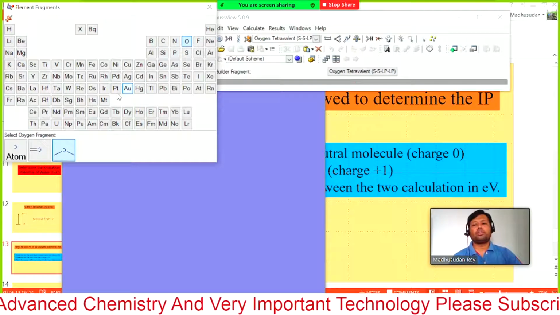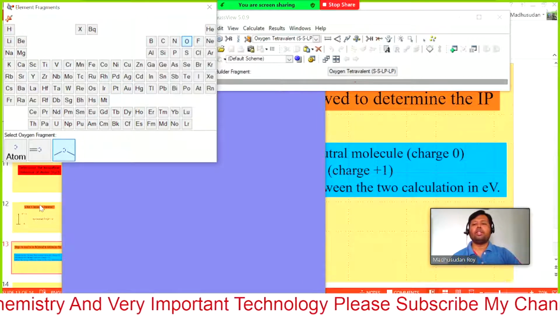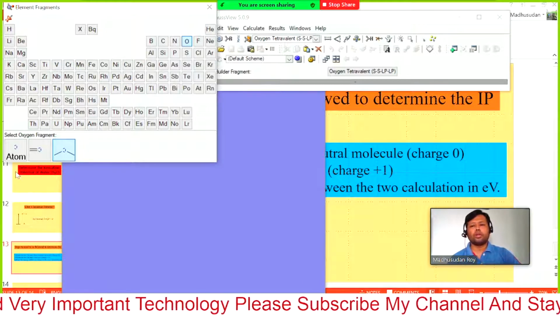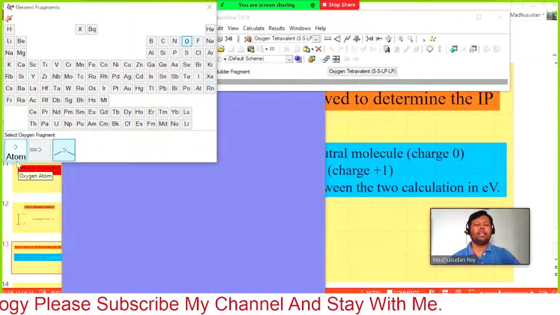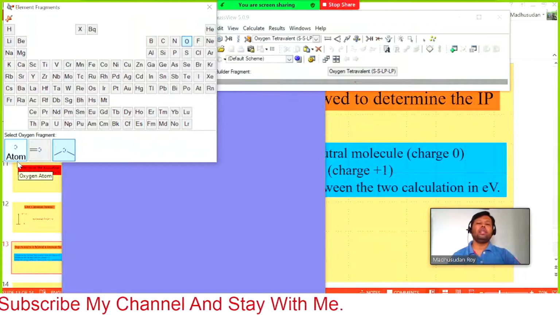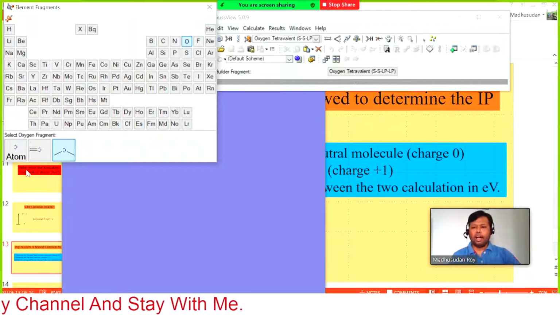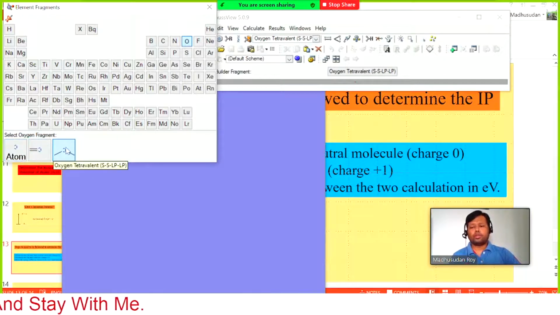Now you can draw the water molecule directly, or you can draw atomic oxygen, and then bring hydrogen atoms, and then give the bonds, and then you can make the water molecule perfectly. However, we can draw directly.